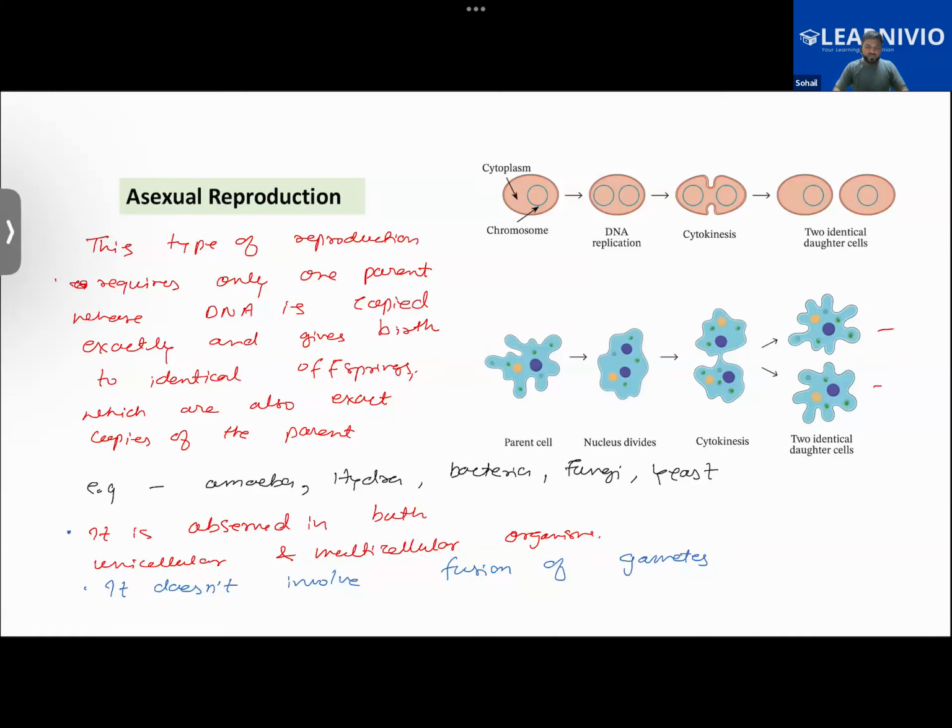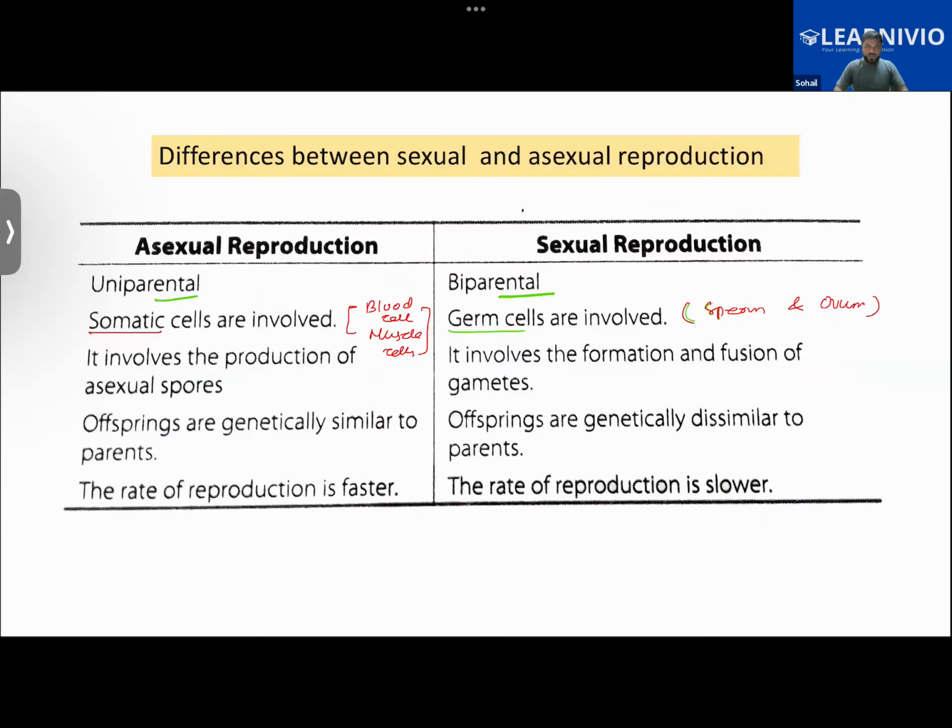Or since this is a unicellular organism, we can take an example of some other organism. You can take examples like hydra, or some fungi. So say you have a fungus like this. In this, the different parts, different cells of the body, all of them would be somatic cells. Getting it? Yes, sir. Okay.